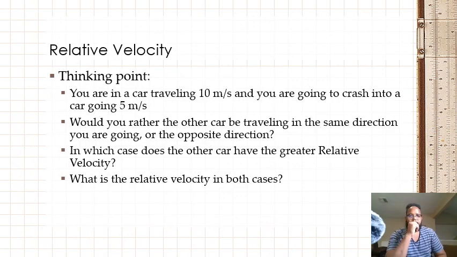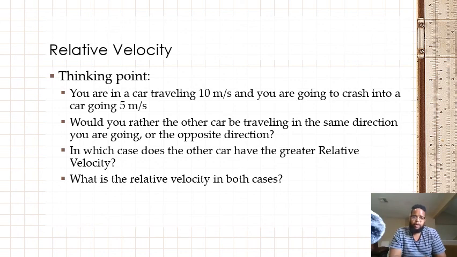So let's think about this. You're in a car traveling 10 meters per second, and you're going to crash into a car going 5 meters per second. Now, that doesn't tell the full story because I don't know if you're moving in the same direction or in opposite directions, all right? So which situation would you rather be in? Would you rather the other car travel in the same direction you're going when you crash, or would you rather it travel in the opposite direction?